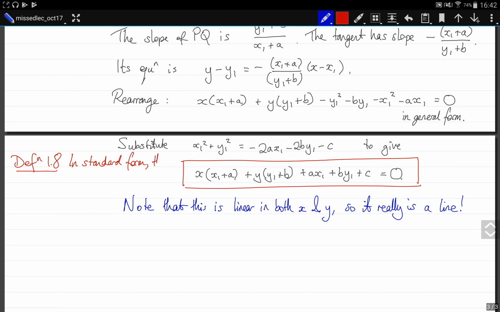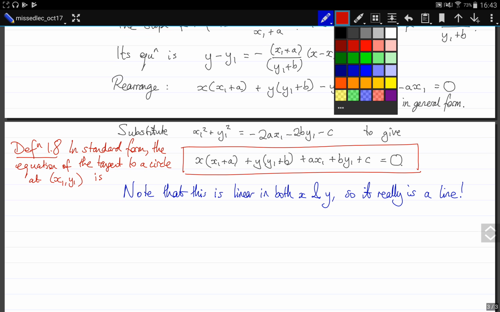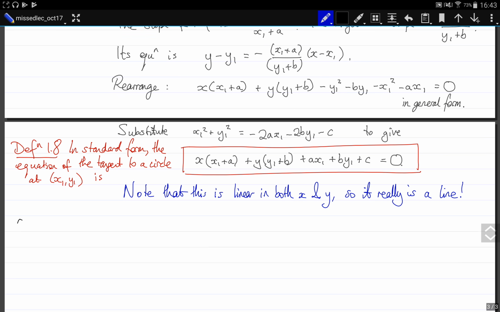In standard form, the equation of the tangent to a circle at x1, y1 is this. And you will find that that is reprinted on the front of the examination questions. So you need to understand where it comes from and how to use it, even if you don't remember all the details of the derivation. So let's do an example of how to use it.